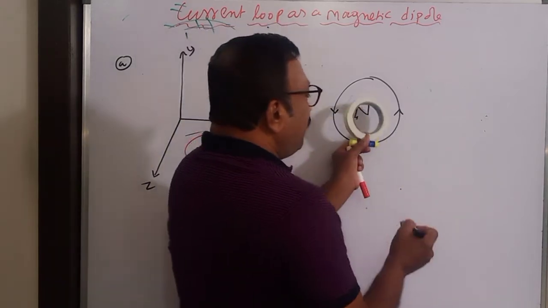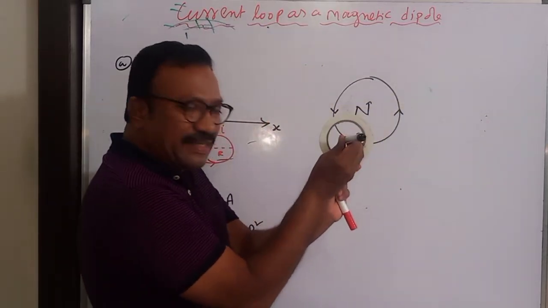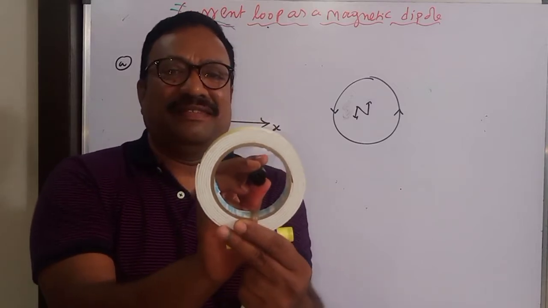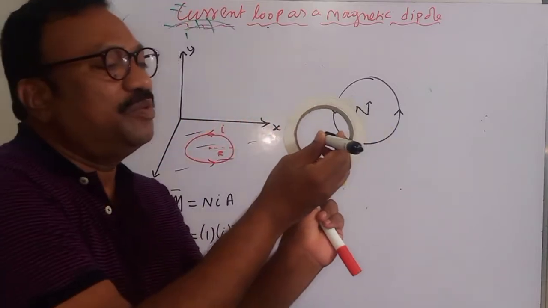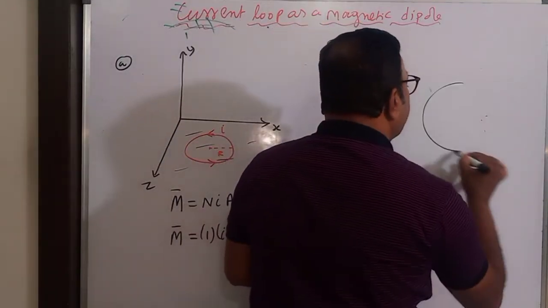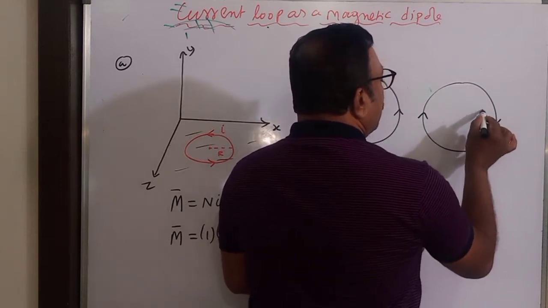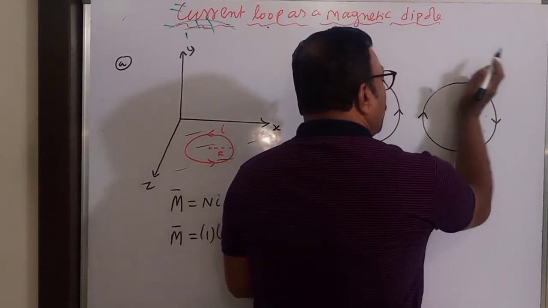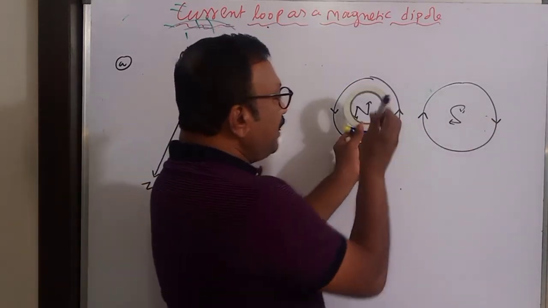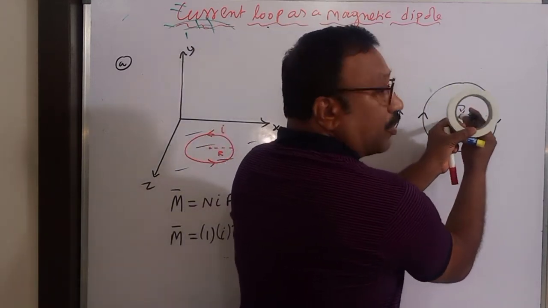Now suppose I reverse this. If this is a dipole moment like this, if I reverse this, the dipole moment also will reverse. It was towards you, now it will come towards me. Okay, let me reverse this conductor. Then this will be behaving like a south pole here, you know that. So here is a dipole moment like this. Then this will be the dipole moment into the board.